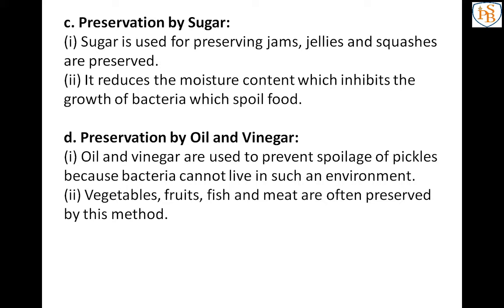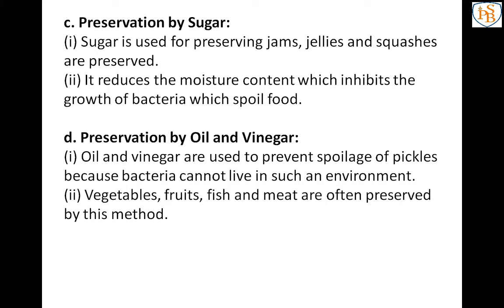Now the third method is preservation by oil and vinegar, which we have learned. When your mother or your grandfather makes pickle, they cover the pickle with oil, because oil and vinegar create an unfavorable condition. Unfavorable condition means a condition which cannot be tolerated by microorganisms or bacteria; they cannot live in that environment. Such an environment is created by oil and vinegar.